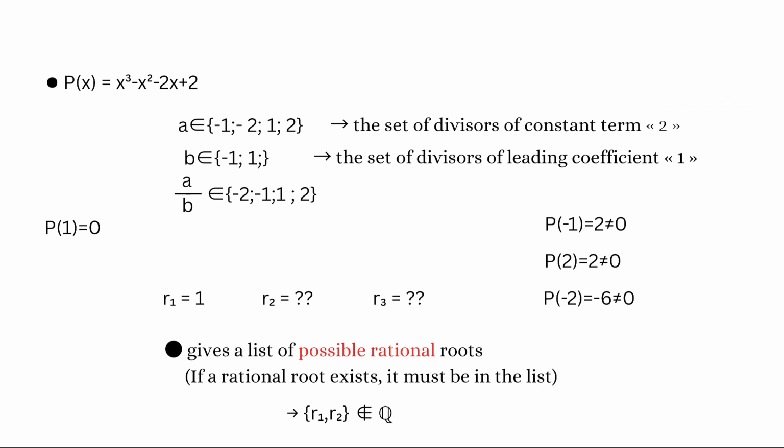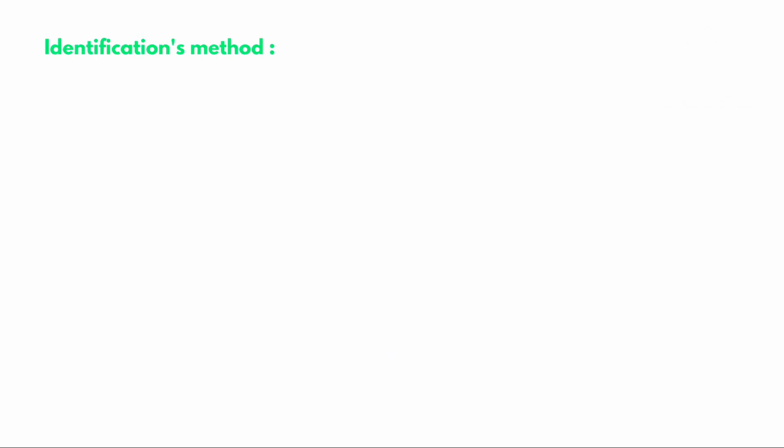To find the remaining roots, there are several possible methods. For example, we can use the method of identification. Since R1 is equal to 1, and according to the definition of factorization, the polynomial can be written as x minus 1, x minus R2, x minus R3.